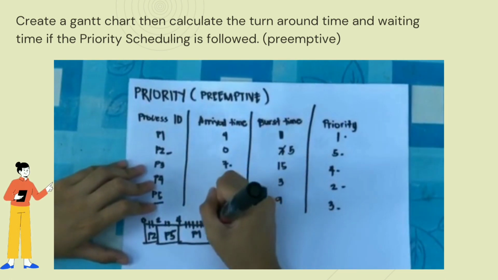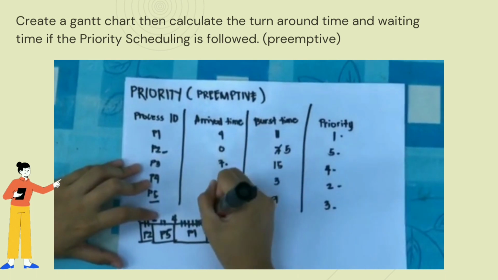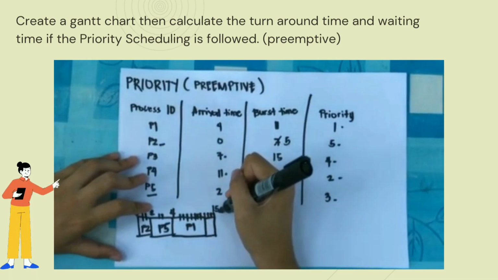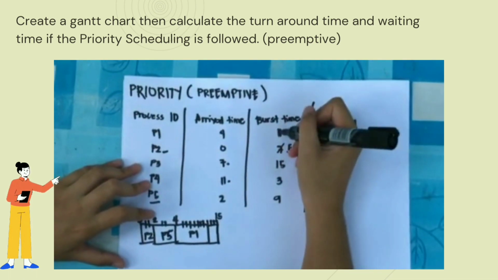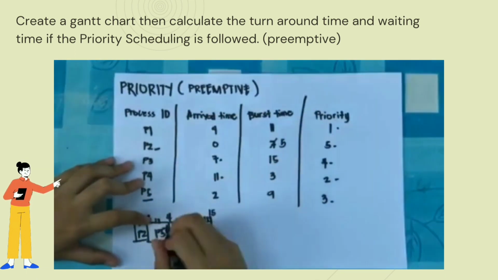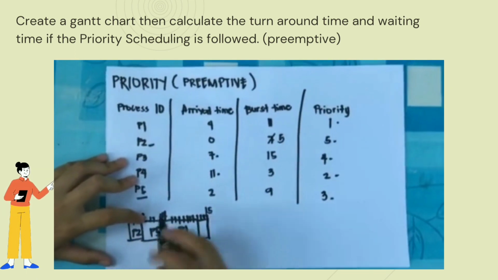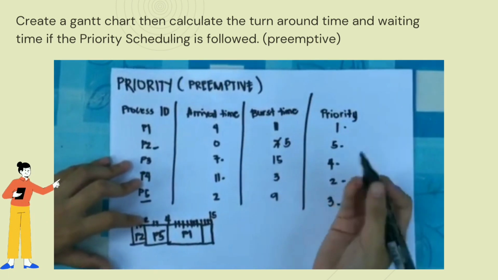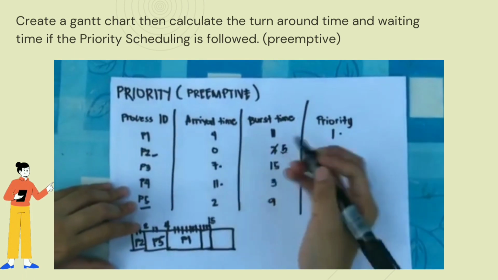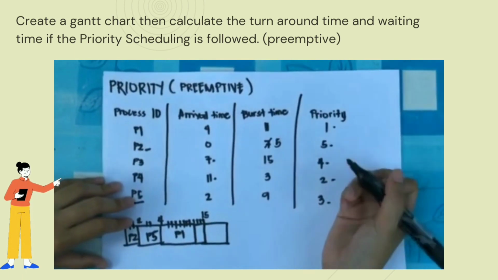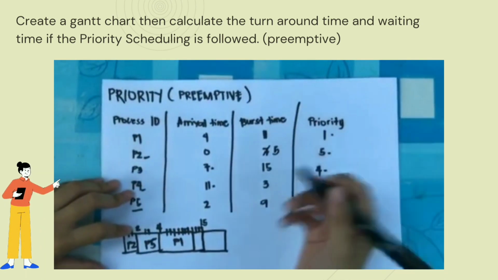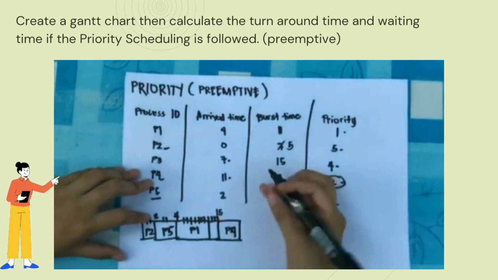15. Ngayon, mag-stop tayo sa pang 15. Dahil, bakit naging 15? Dahil nagamit na natin yung burst time ni P1 na 4. So, ngayon, 4 plus 11 is 15. So, ang next is yung sunod na priority kay P1, which is si P4 dahil ito yung priority niya.